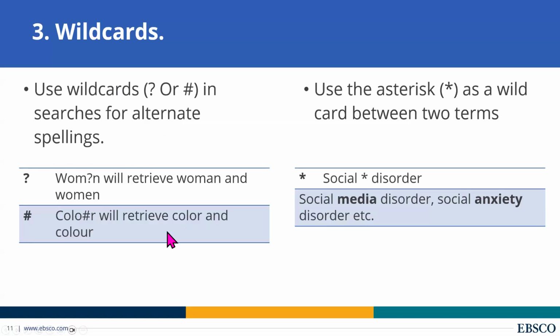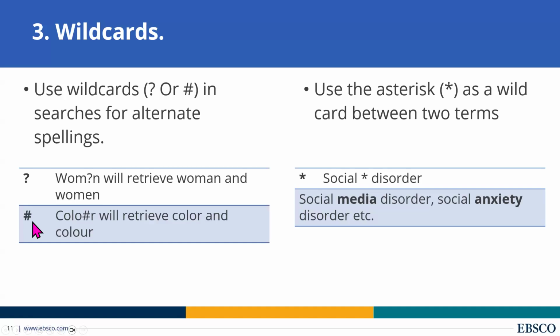Our third tip is wildcards. So we have a few different wildcards I want to mention here. We have the question mark, which is our single character wildcard, and we have the hashtag, which is our alternate character wildcard. Now, in this example, I've used my single character. So with the term here of woman, I've put my question mark in. So the system will then retrieve both woman and women in my search results. So it's a single character that it's replacing.